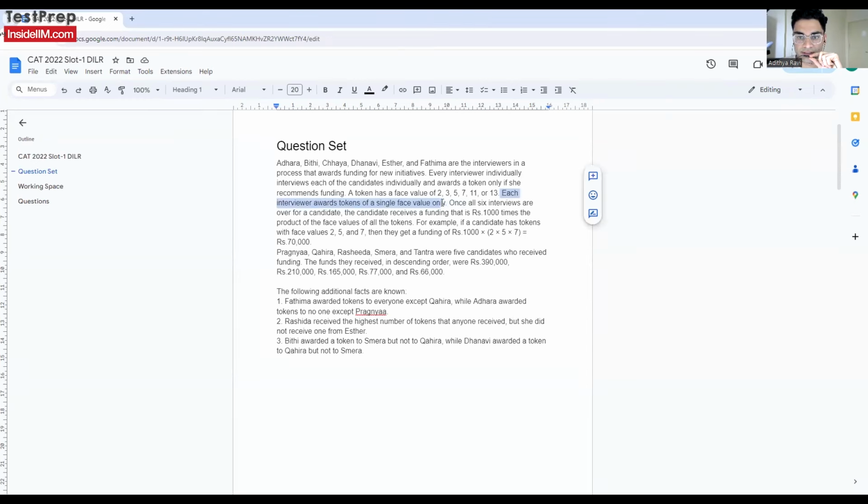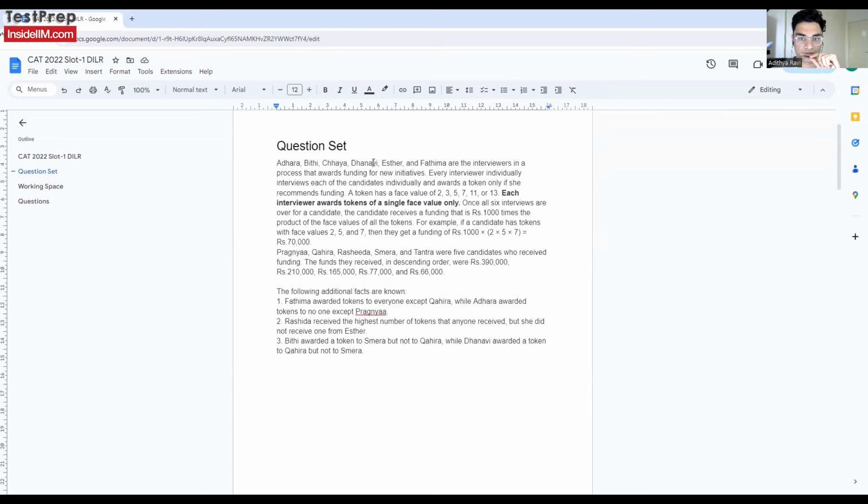Now, the reason this could be important is that none of these interviewers can give tokens of more than one value to the candidate. So if A is giving a token of 2, it will be 2 to each of the participants. It's not going to be 3 to one, 5 to another, etc. Once all 6 interviews are over per candidate, the candidate receives funding that is 1,000 times the product of the face value of all tokens.